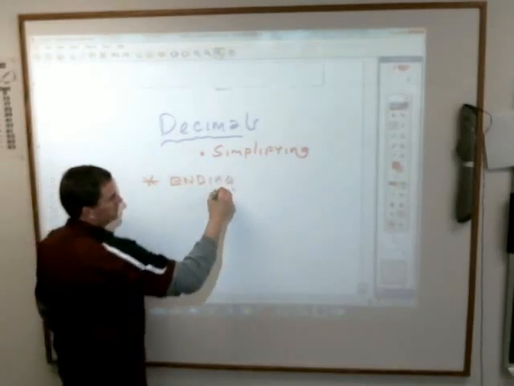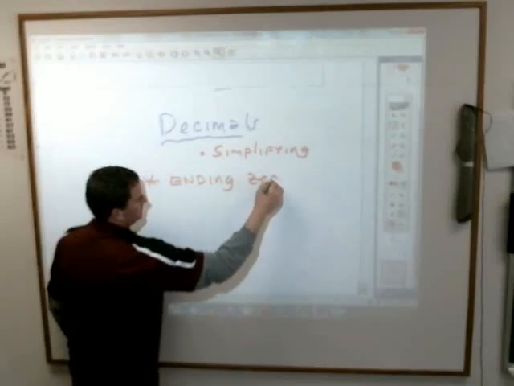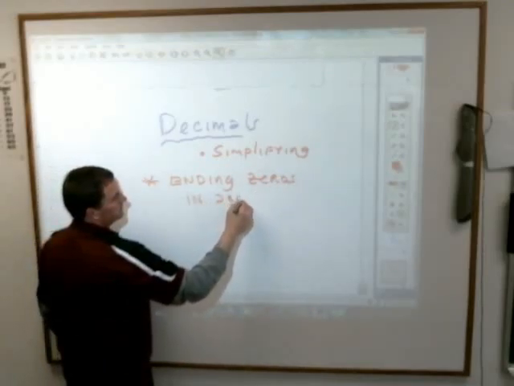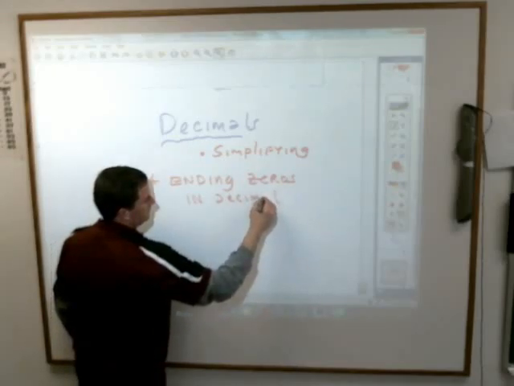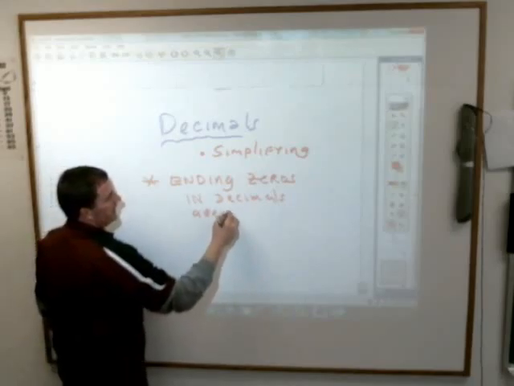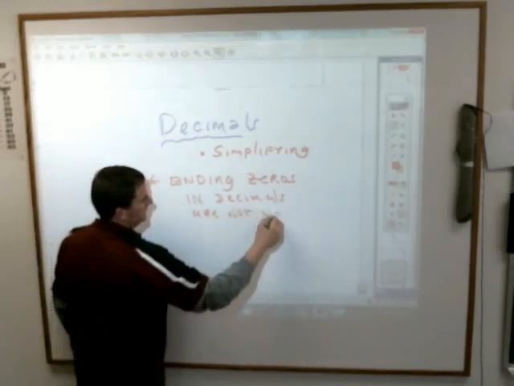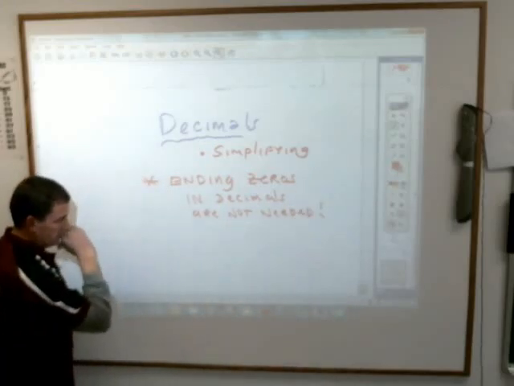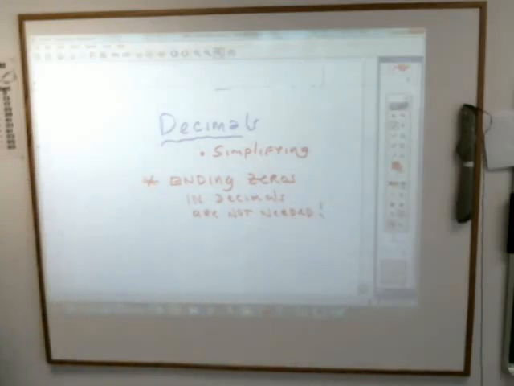Ending zeros in decimals are not needed. That's kind of the gist of today's little lesson. It's a pretty simple little thing.